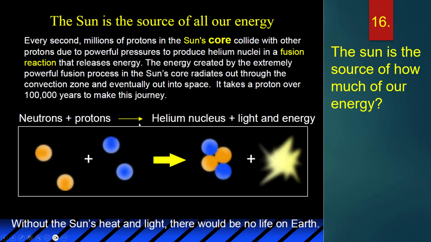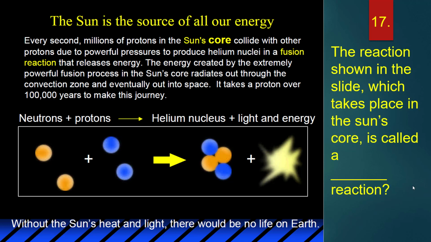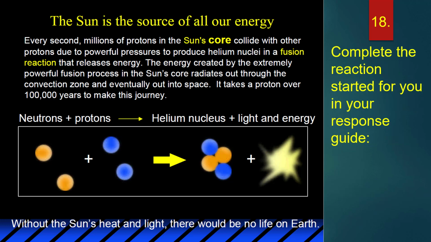Neutrons plus protons yield a helium nucleus plus light and energy. Without the Sun's heat and light, there would be no life on Earth. Question 16. The Sun is the source of how much of our energy? Question 17. The reaction shown in the slide, which takes place in the Sun's core, is called a blank reaction. Question 18. Complete the reaction started for you in your response guide.